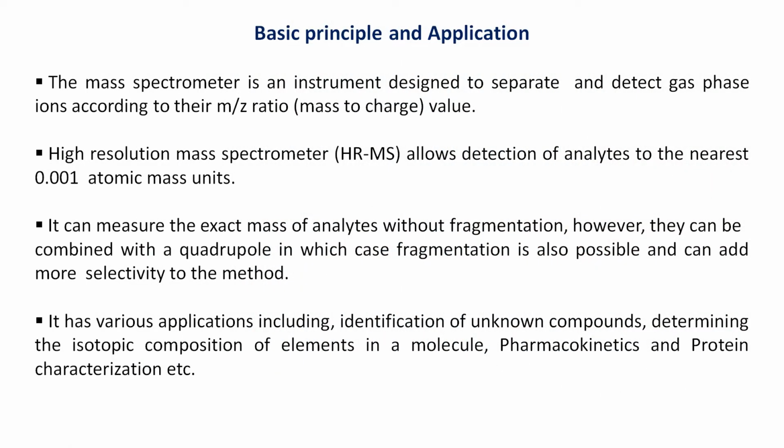Here it is the basic principle and application. In the third slide, we can see that the mass spectrometer is a kind of instrument which can detect and separate gaseous ions according to their mass upon charge ratio. And in high resolution mass spectrometer we can detect the analytes up to 0.001 atomic mass unit. Next, it can measure the exact mass of analytes without fragmentation, and also fragmentation is possible in this instrument, which adds more selectivity, and we can analyze our sample more thoroughly.